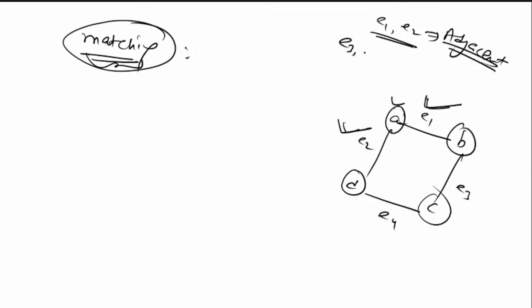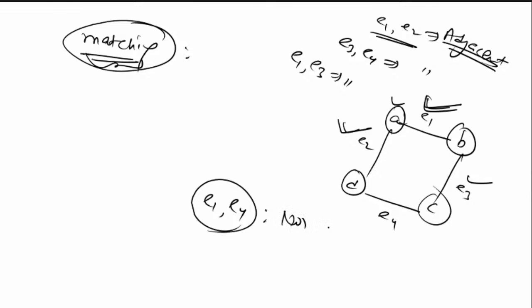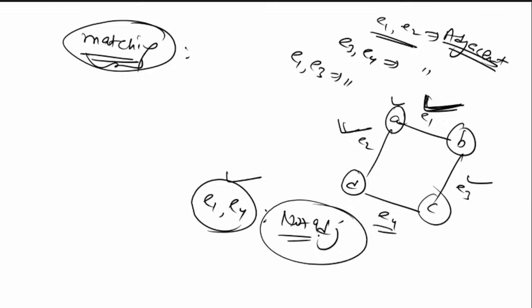Similarly, you can say that E3, E4 are adjacent. You can also say E1, E3 are also adjacent, because they are also sharing a common endpoint. But what about E1, E4? You can see these are not adjacent, because the endpoints of E1 are A, B, and the endpoints of E4 are D, C. So there is no common endpoint between E1 and E4. So these are non-adjacent edges. This is the concept of non-adjacent edges.